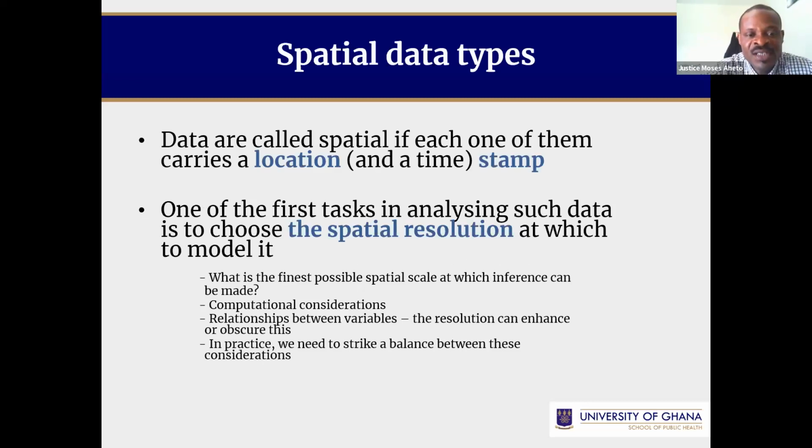So we discussed this already, but this is just a summary leading to the actual spatial data types that you can see physically yourself. Data are called spatial if each of them carries a location and a timestamp. One of the first tasks in analyzing such data is to choose the spatial resolution at which to model it. That is, if you want to go into modeling. So somebody will be asking, what's the spatial resolution all about?